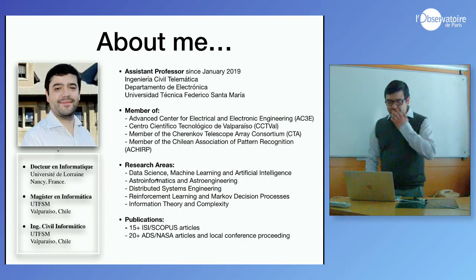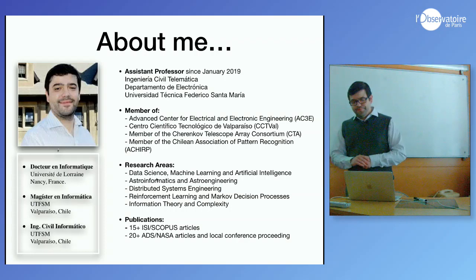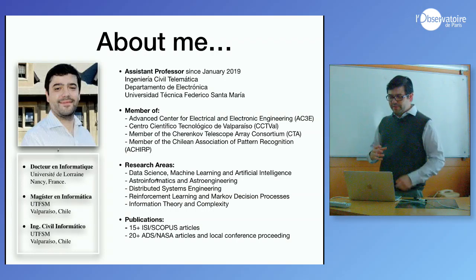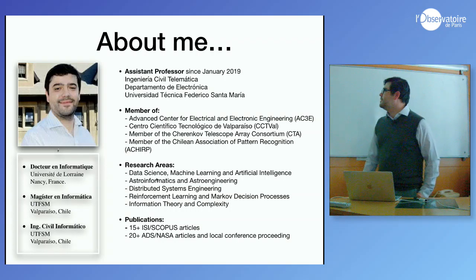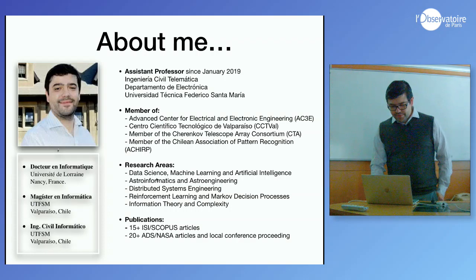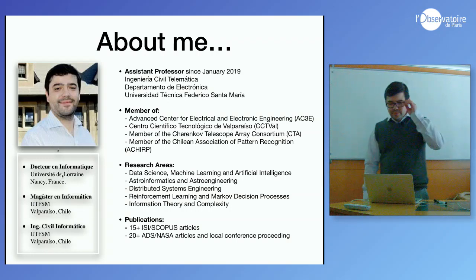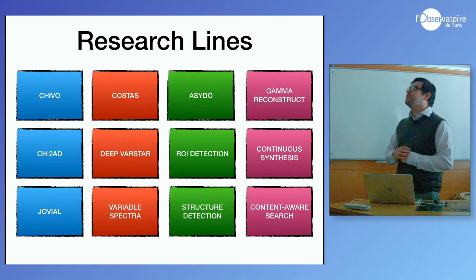My research areas are data science, machine learning, artificial intelligence, and astroinformatics and astroengineering as an application of these techniques, including applying all this to distributed systems and large data systems. Specifically, in theoretical research in computer science, I work on reinforcement learning, Markov decision processes, and information theory and complexity theory in general. I have some articles and a lot of small ADS NASA articles like the ones you can present in ADASS or things like that. My formation is just in computer science, both the master's and the PhD, but I have been involved in astronomy research for more than 10 years, 14 years, I think.